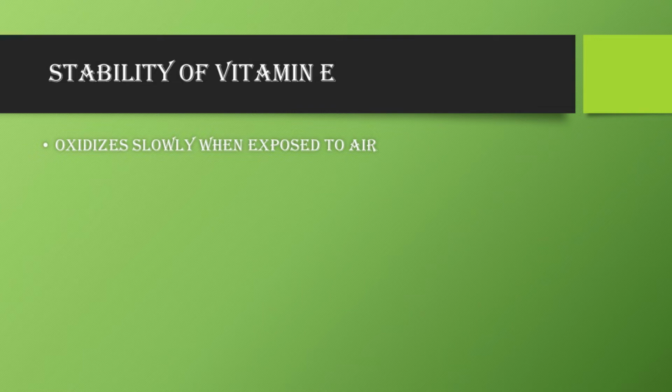The stability of vitamin E depends on its form, alpha tocopherol acetate being the most stable. Vitamin E occurring naturally in foods in the form of tocopherol oxidizes slowly when exposed to air. Vitamin E added in the form of alpha tocopherol acetate shows excellent retention in wheat flour. Losses of vitamin E occur only during prolonged heating, such as in boiling and frying.